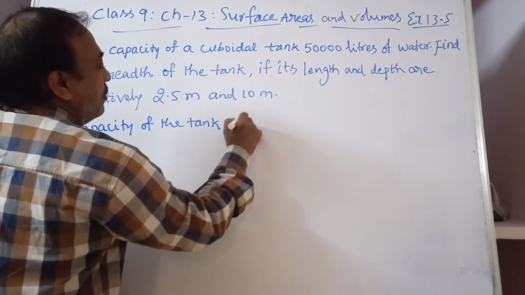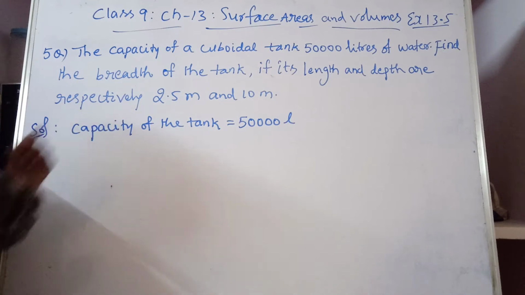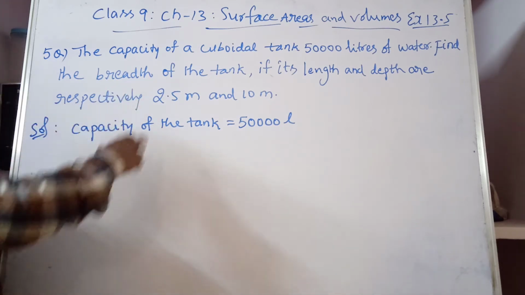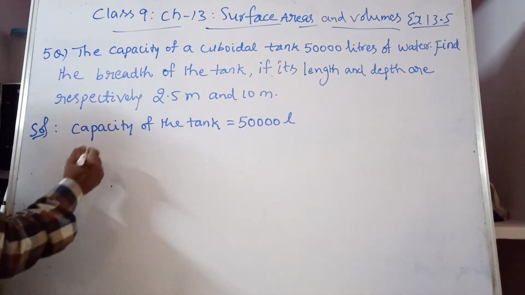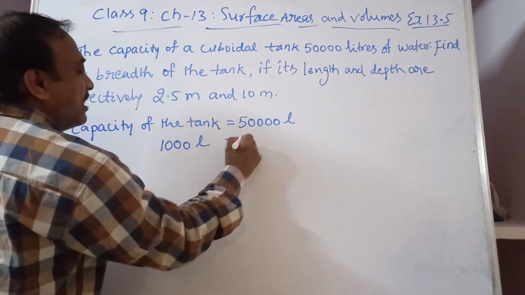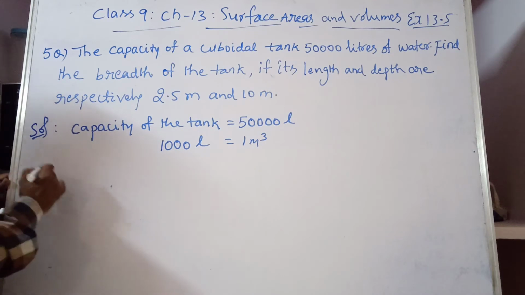Capacity of the tank is equal to 50,000 liters. Now when they give capacity, how do you find it? The given object is a cuboidal shape. The rest are in meters, so we convert the capacity into its volume, which is in meter cube. 1 meter cube is equal to 1000 liters.